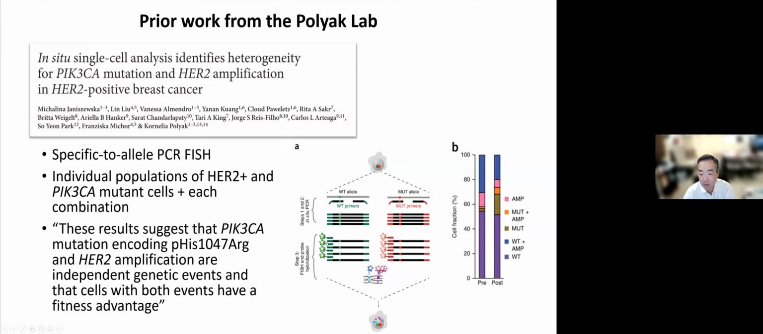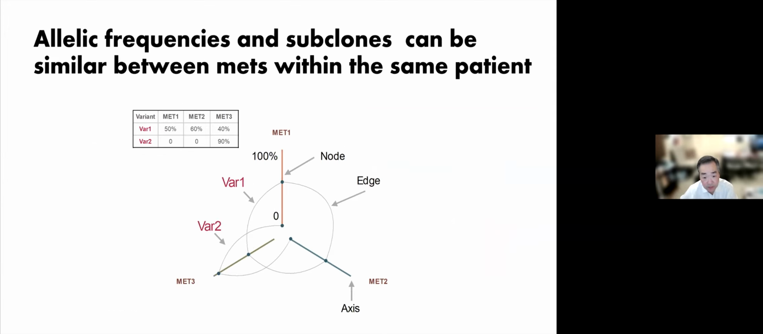They suggested that, in fact, PIK3CA mutations were sometimes in cells that did not have the HER2 amplification and vice versa, that those are independent events and that can actually lead to a fitness advantage. And sometimes they are in the same cell. So it really depends on that patient's individual tumor, whether they're separate or whether they're combined.